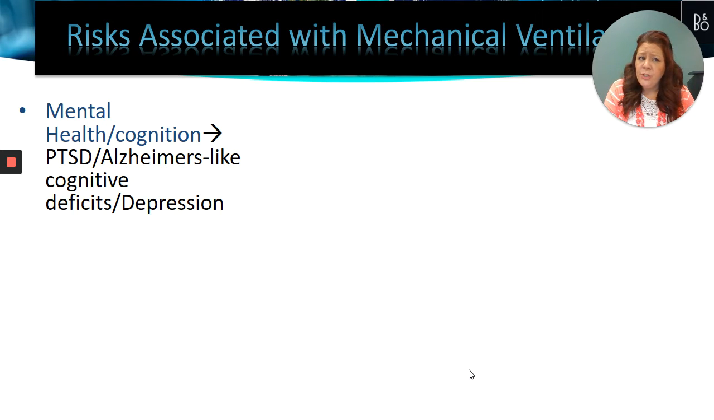And then other unfortunate risks or complications would be mental health and cognitive risks. You can have folks that have PTSD. Think about feeling crappy, going to the hospital and waking up on a ventilator.